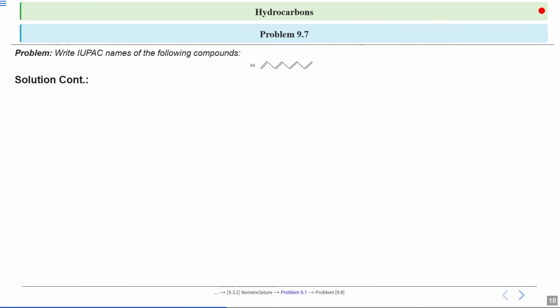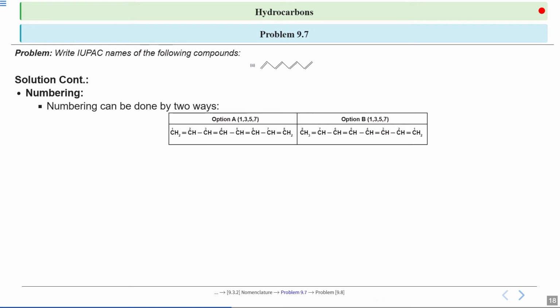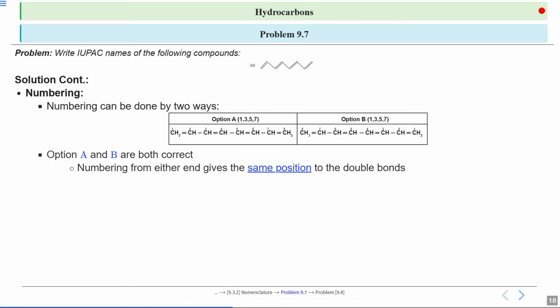Moving on to the third step, what is that? It is numbering. How will you do the numbering? If you number from the right and from the left, you will get the same outcome, that is 1, 3, 5 and 7. If you look at options A and B, the substituents are present on 1, 3, 5 and 7. I would not say substituents, I would say double bonds. So the numbering is the same from either side, and you can conclude that option A and option B both are correct.